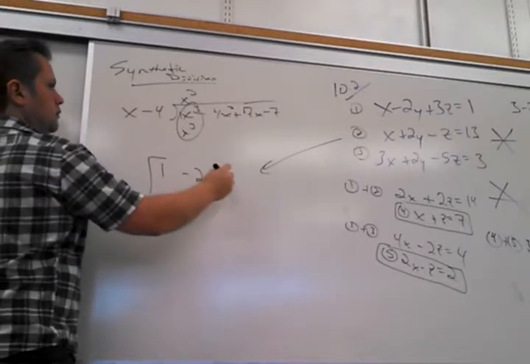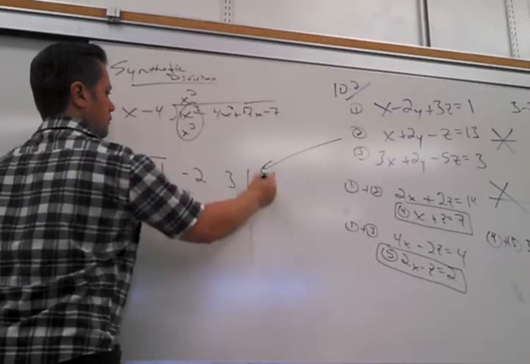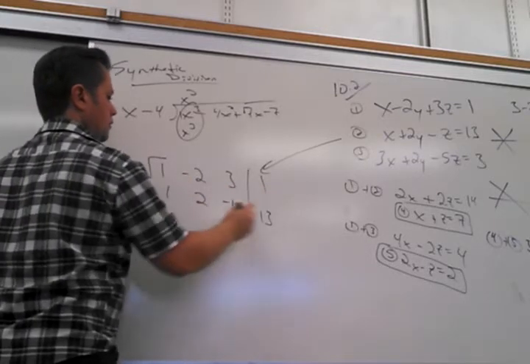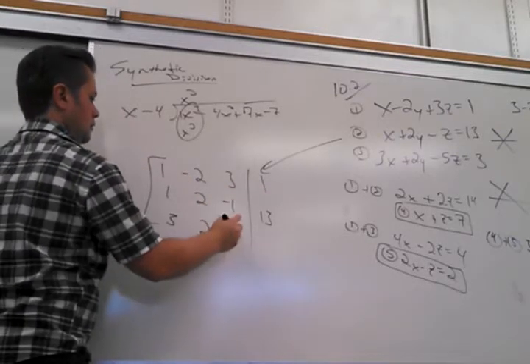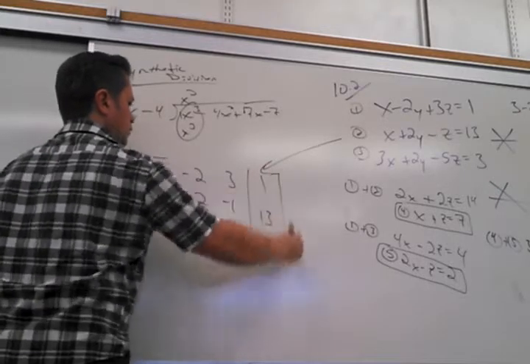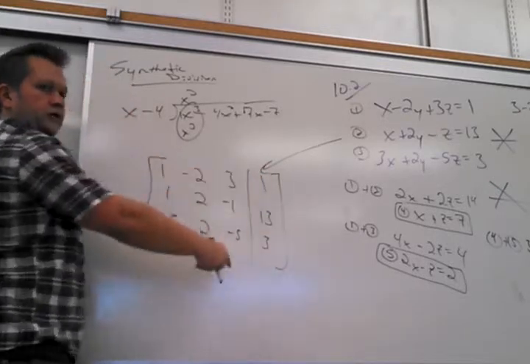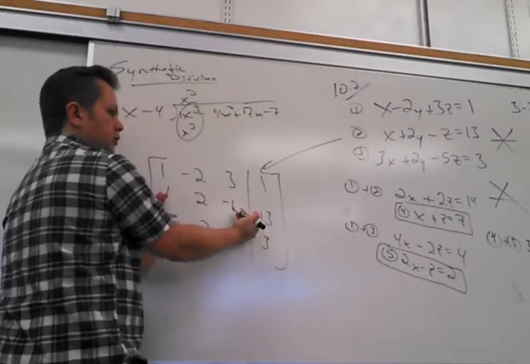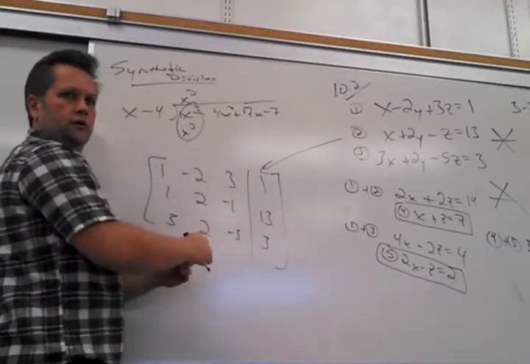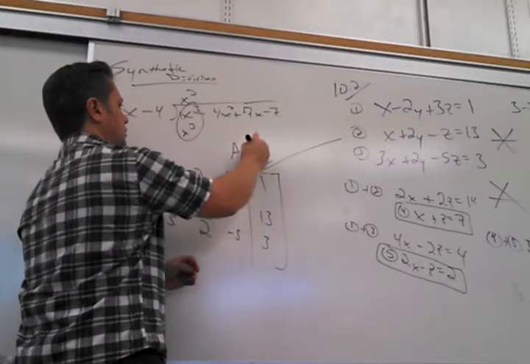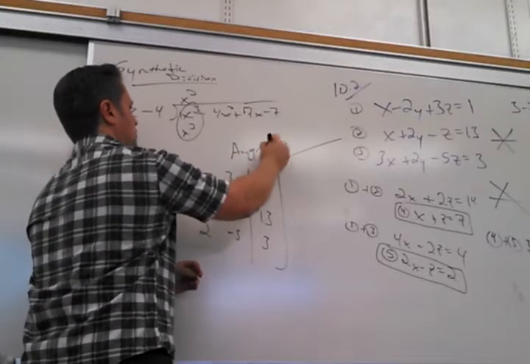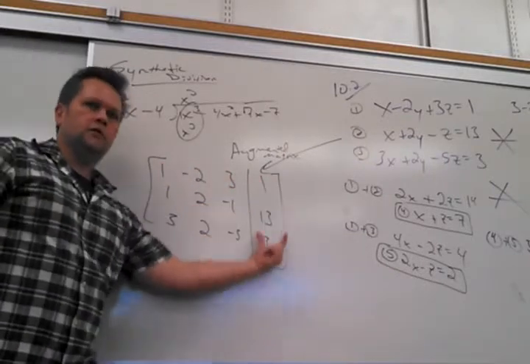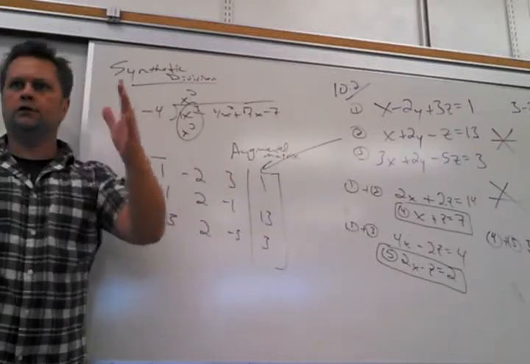So it'd be 1, 1, -2, 3, 1. 1, 2, -1, 13, 3, 2, -5, 3. I always draw that line there. It's kind of like my equal sign line. So this is the real matrix of variables, and this is the solution part. This is what's called an augmented matrix, sort of like augmented reality. So an augmented matrix just has something added to it.